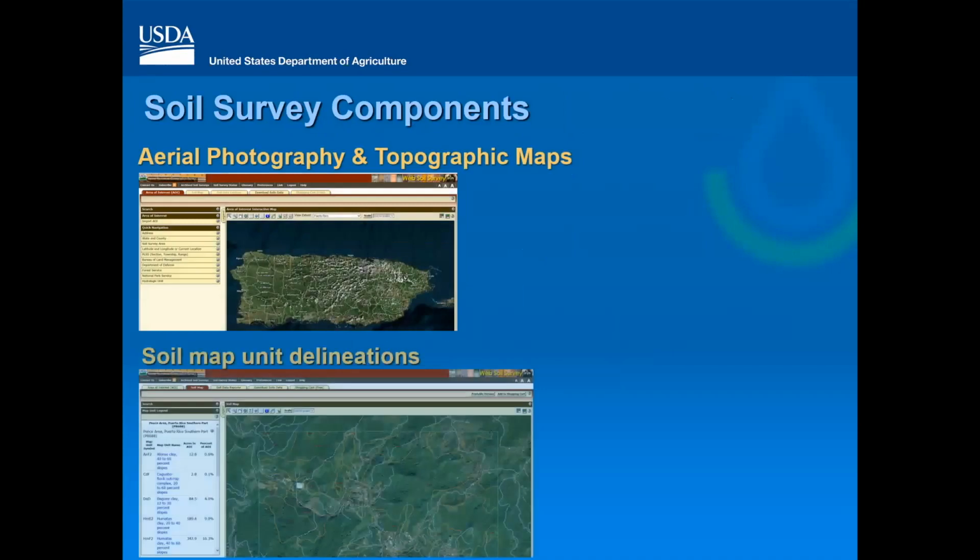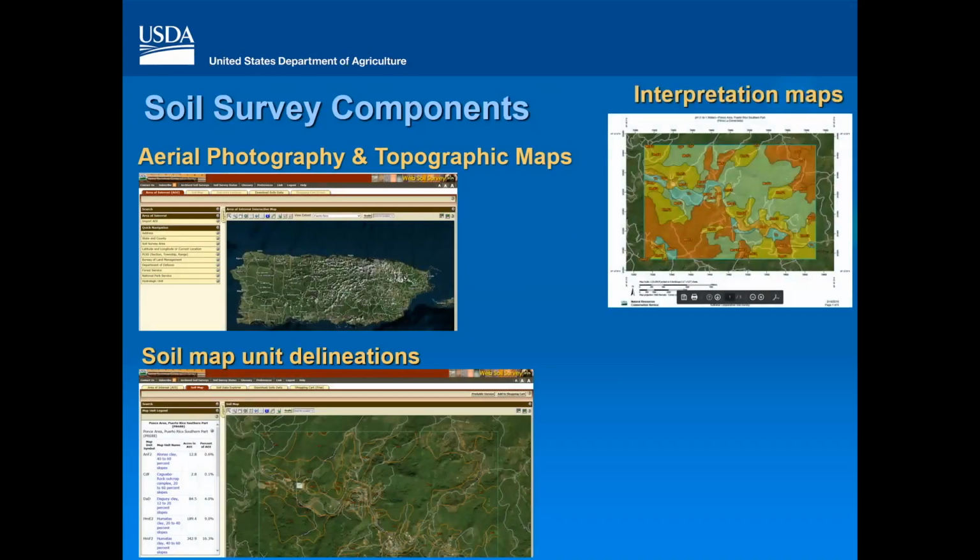The different soil survey components: you're going to see that a soil survey includes a base map, which is an aerial photograph. It includes the soil survey map, like the example in this picture, where you have these different lines that represent the different polygons or map units. And we have the interpretation maps. We use this information to summarize and help people understand more.